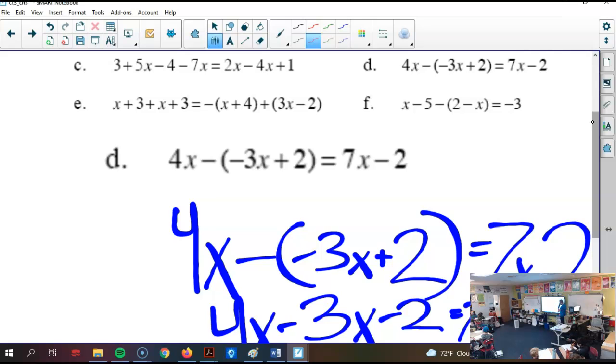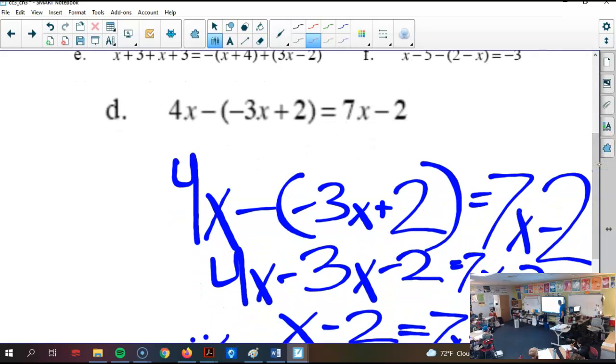Colin, he made an arrow. Did he? Yeah. Okay, because I was texting the principal. So he did this.